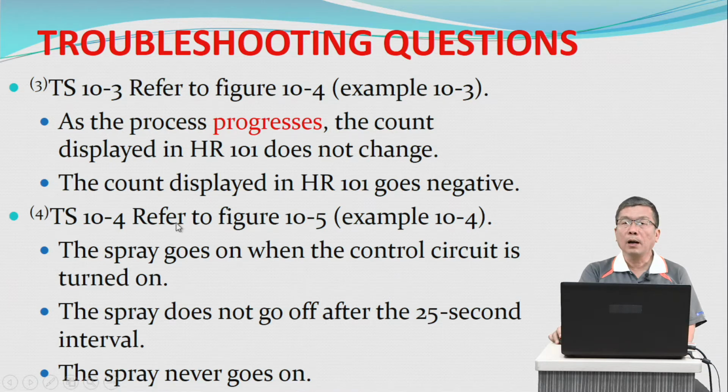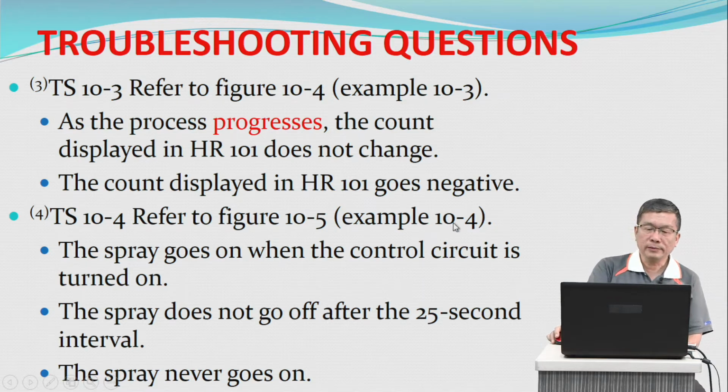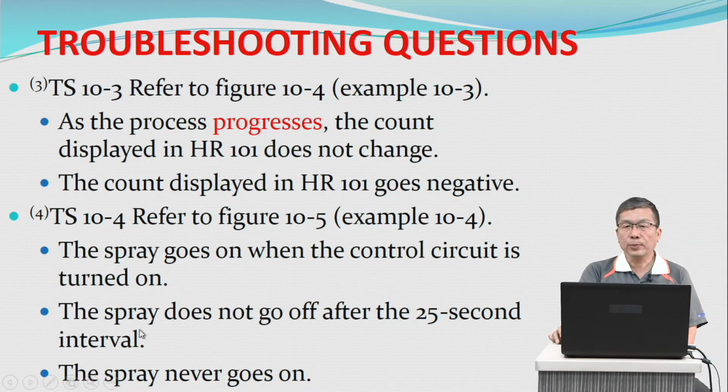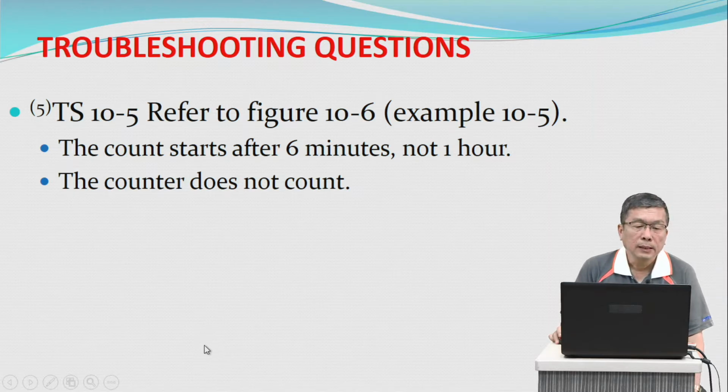Number 4 refers to figure 10.5, example 10.4. The display goes on when the control circuit is turned on. The display doesn't go off after the 25-second interval. The display never goes on. Number 5 refers to figure 10.6, example 10.5. The count starts after 6 minutes, not 1 hour. The counter does not count.